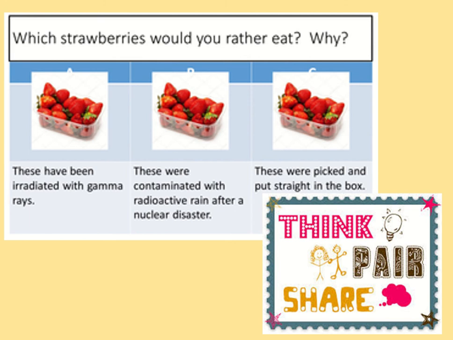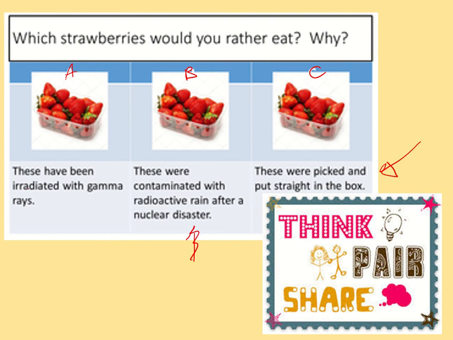So if I gave you the choice of eating strawberries that have been irradiated with gamma, contaminated with radioactive rain after a nuclear disaster, or put straight in the box, which would you pick? A, B or C? I'm going to let you make your choice, then I'll go through the answer. Lots of people pick C.